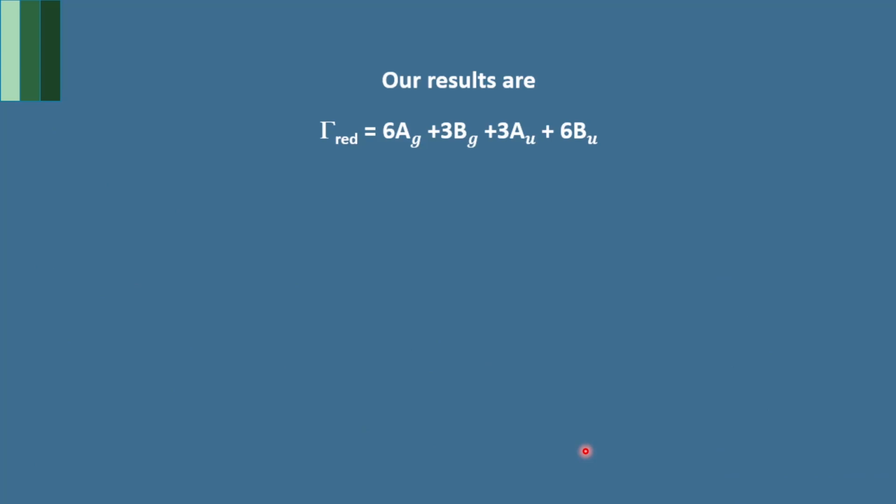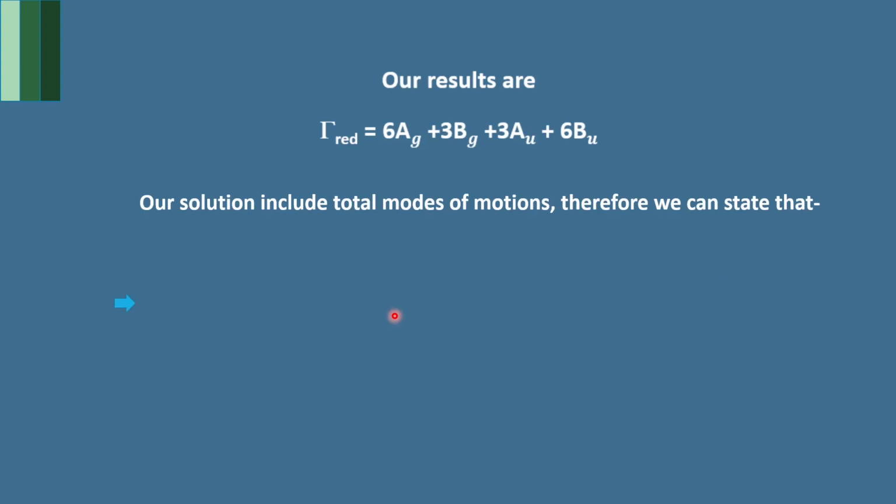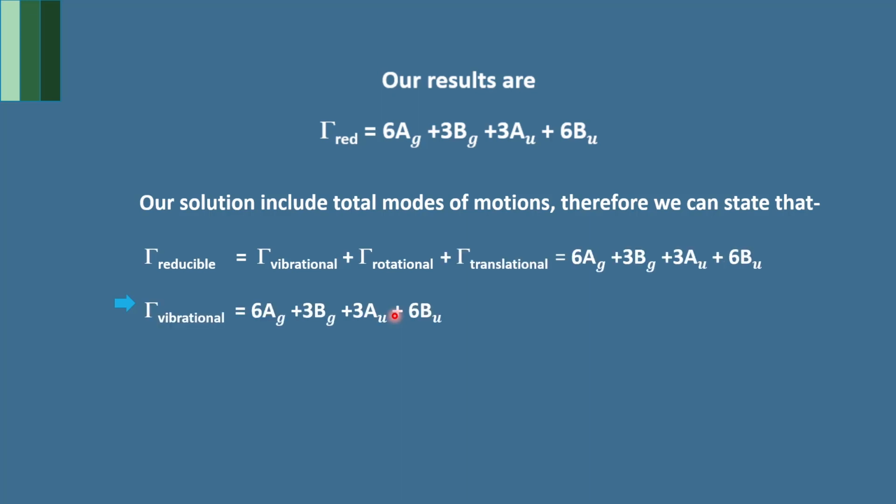Now what next? The next thing we are supposed to observe is that these are the constituents of the total fundamental modes of vibrations. Now, if you want to identify the reducible representation for vibration, and we have got a result for the total, then we need to subtract the rotational and translational degrees of freedom from that expression.